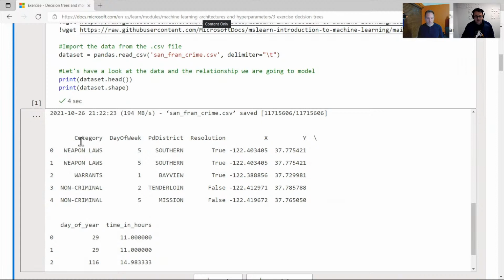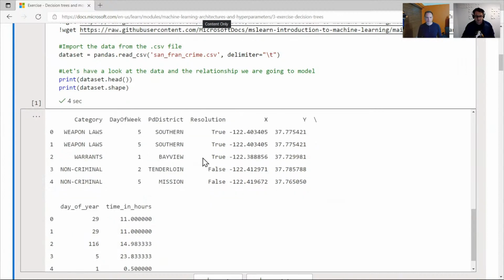So here there's the category of crime, what day of the week, I think it goes 1 through 7, what district was it in, and whether or not it was resolved. Did they solve the crime or not? And the X and Y. But the X and Y is really latitude and longitude in this case.